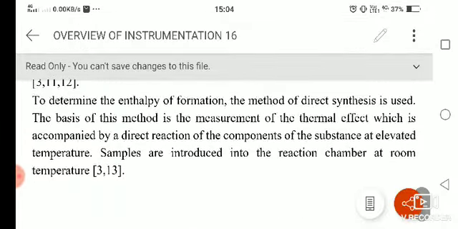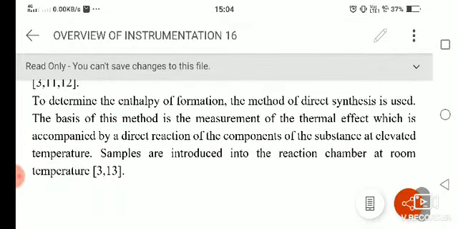To determine the enthalpy of formation, the method of direct synthesis is used. The basis of this method is a measurement of the thermal effect accompanying a direct reaction of the components of the substance at elevated temperature. Samples are introduced into the reaction chamber at room temperature.